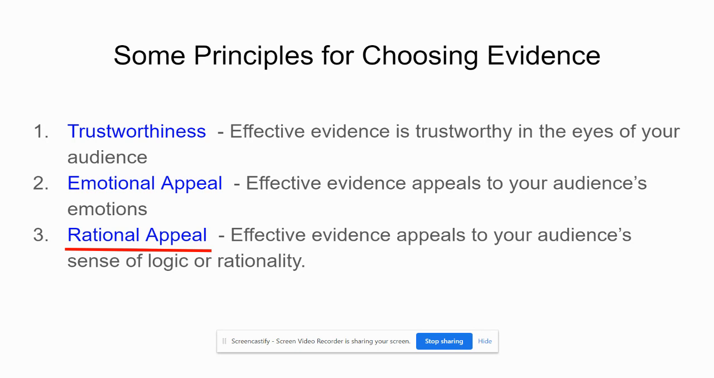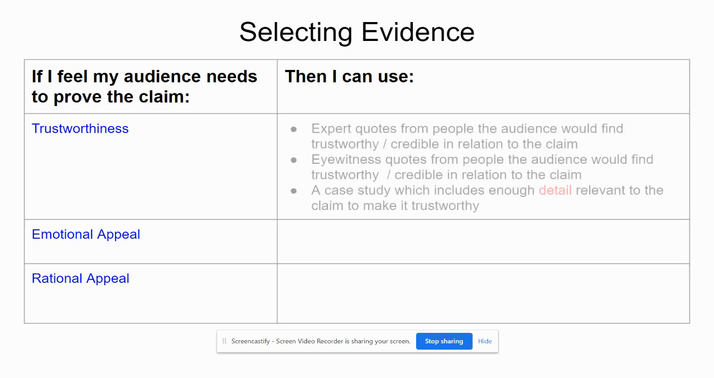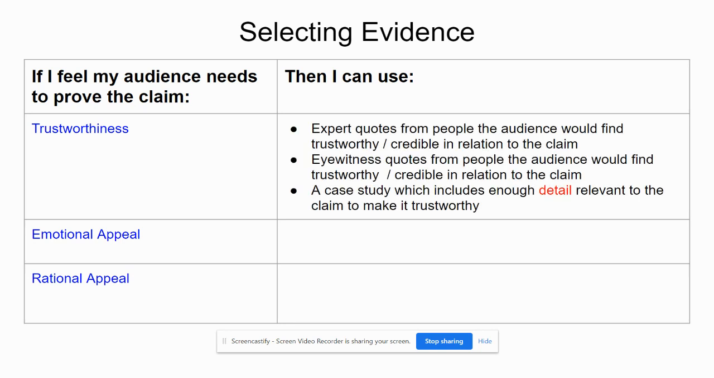Now, making use of these principles and choosing this evidence is going to depend on the particular claim you want to make with the particular audience that you have. So here's a little matrix that can help you make those decisions. If you feel that for this particular claim your audience needs trustworthiness, then you could go for some expert quotes. But of course you have to pick the expert who your audience would find trustworthy or credible. Or some eyewitness quotes, once again from somebody your audience might find trustworthy or credible.